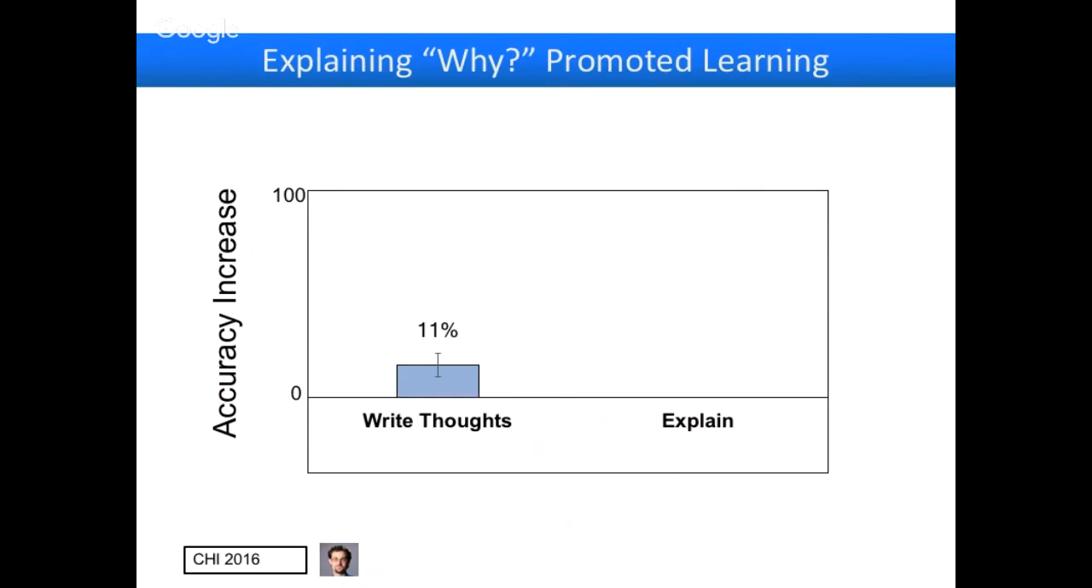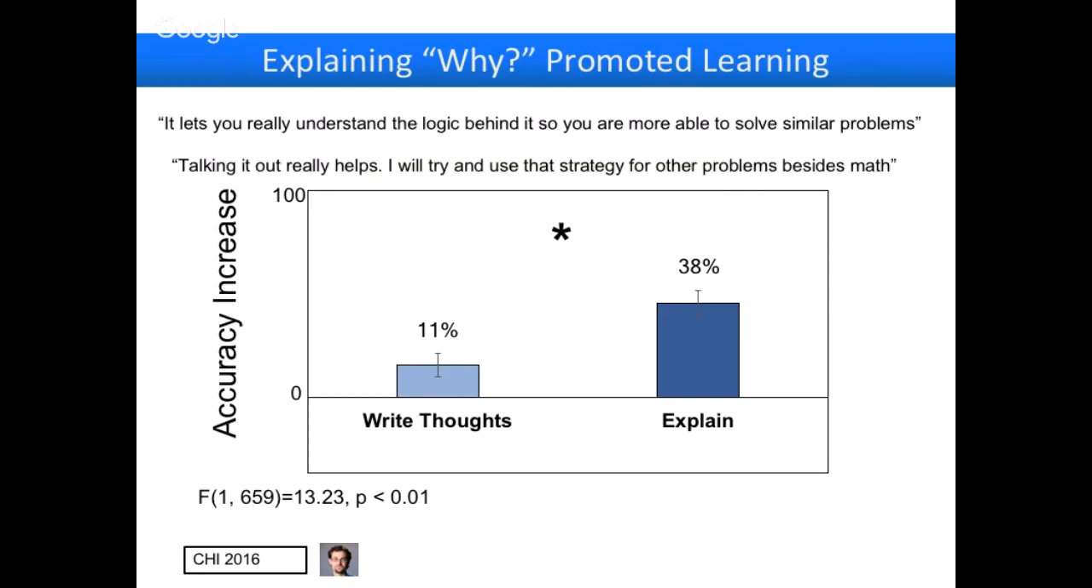Okay, so writing thoughts does enhance learning. There's an increase from pre to post. But prompting people to explain significantly increased learning. And so what we found is that learners said that explaining really lets you understand the logic behind it, so you're more able to solve similar problems. Or talking out really helps. I'll try and use that strategy for other problems besides math. So explaining got people to reflect and identify the underlying principles. They were able to understand the general rules behind statistics, and revise the incorrect ideas that they had.